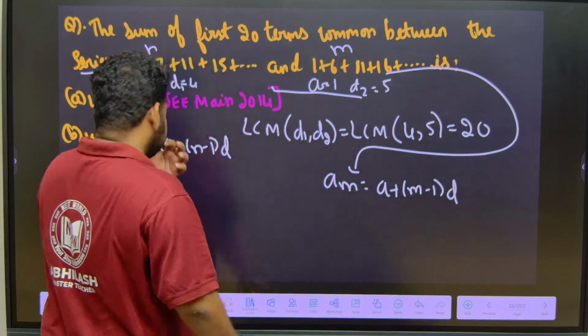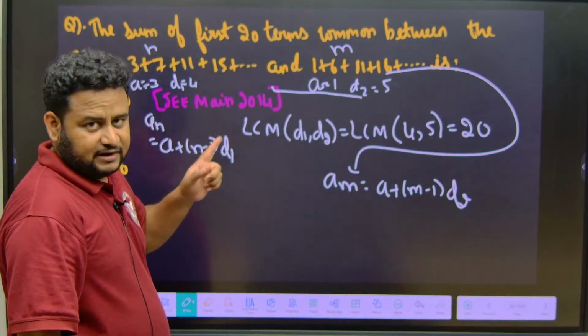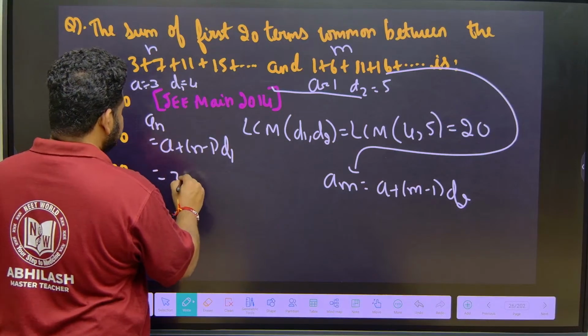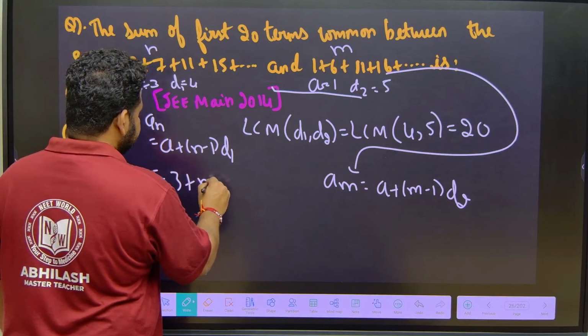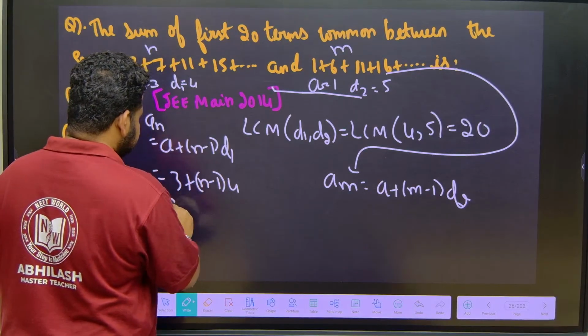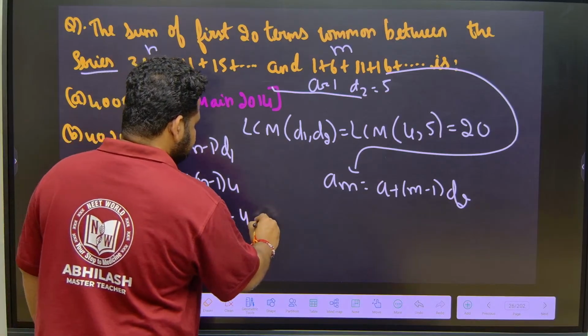Now this is d1, this is d2. An and am should be equal, so we have to equate them. So a is what here? A is 3, plus n minus 1 into d1. D1 is 4. This will be equal to 3 plus 4n minus 4. So this will be equal to am.